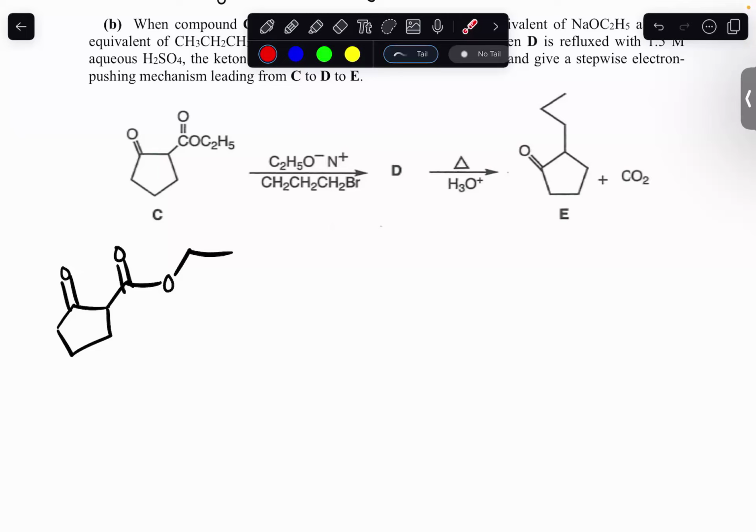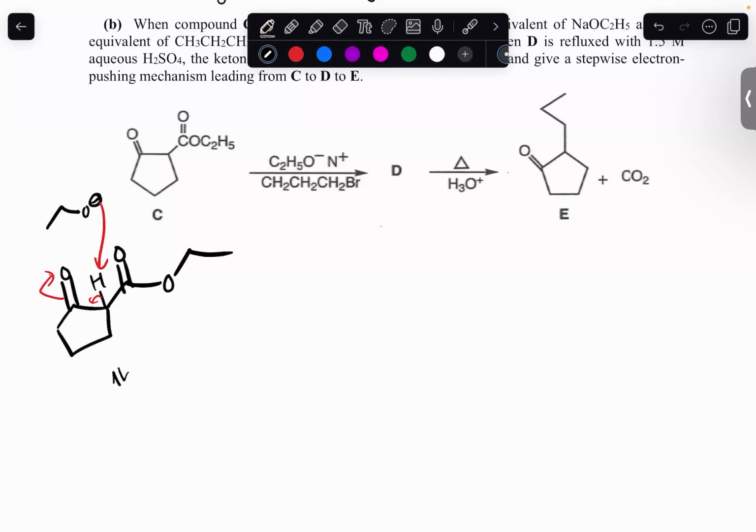Okay. So, what do you think the very first thing that's going to happen here is? We have the, what is the group called? The ethoxide. The dark side is going to attack, or basically grab, the alpha proton hydrogen, and then the propyl is going to go there.